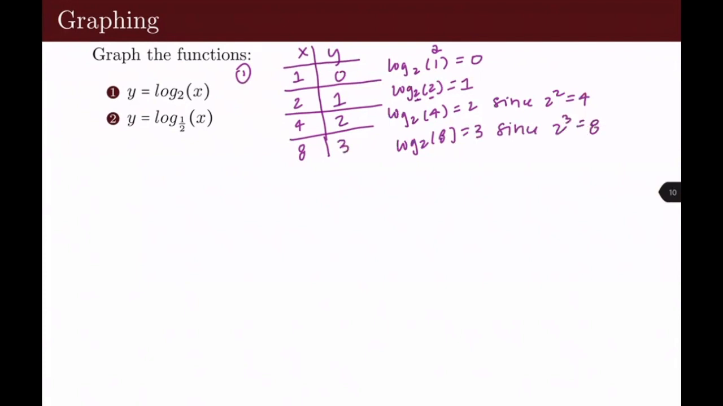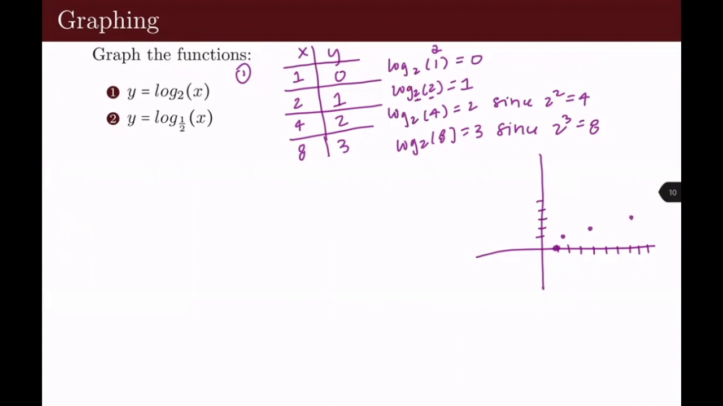All right, now I'm going to graph that. So we'll have 1 comma 0, which is here. Then we have 2 comma 1, 4, 2, and then 8 up 3.